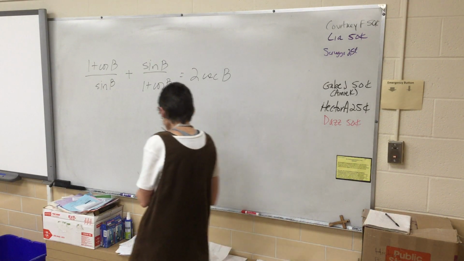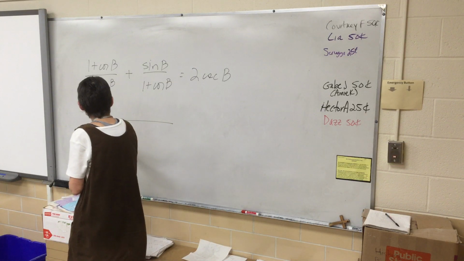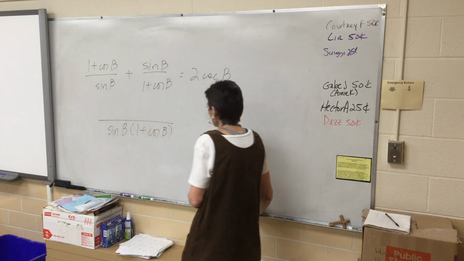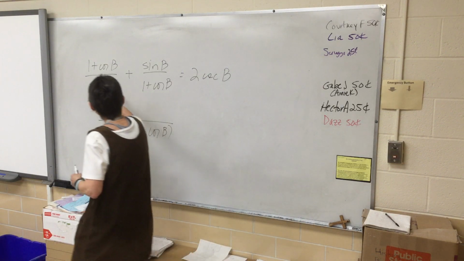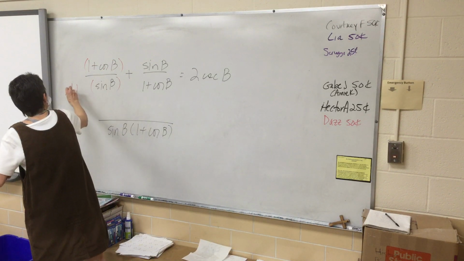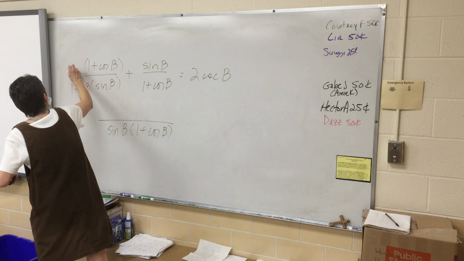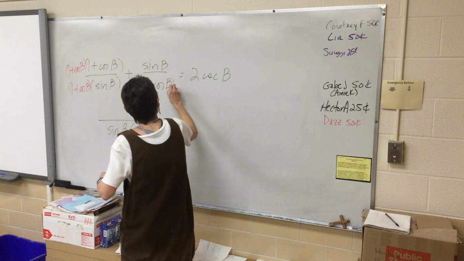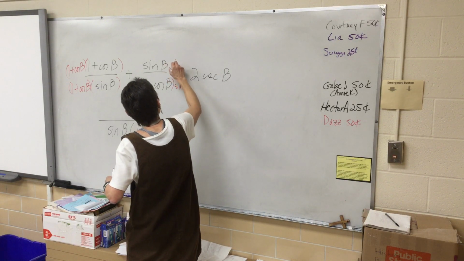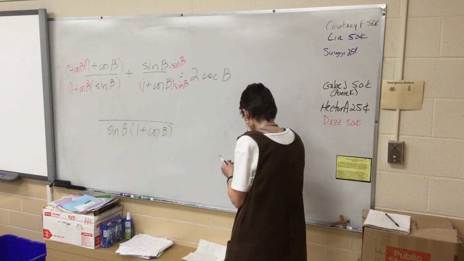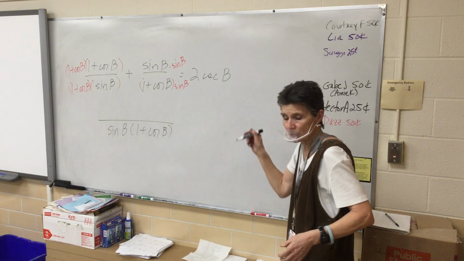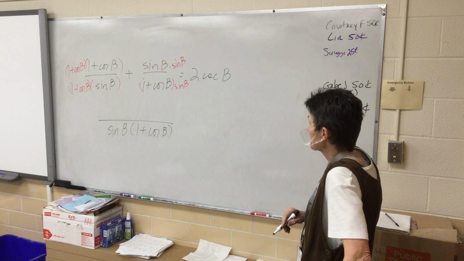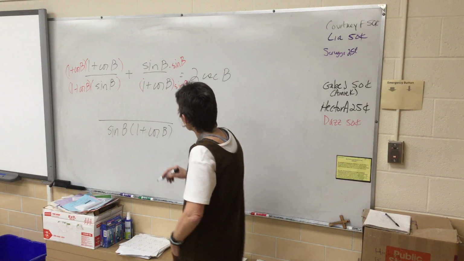So let's get a common denominator, and our common denominator will be sine times 1 plus cosine. That will be our common denominator. So this one needs to be multiplied by 1 plus cosine. And this one needs to be multiplied by sine. Now some of you do that in your head, and that's fine. Just be careful. Be careful. So both denominators are now the same.